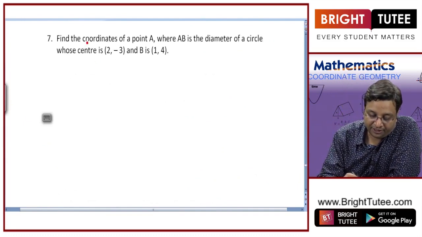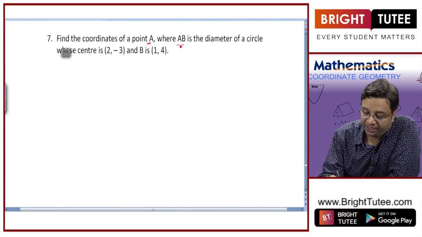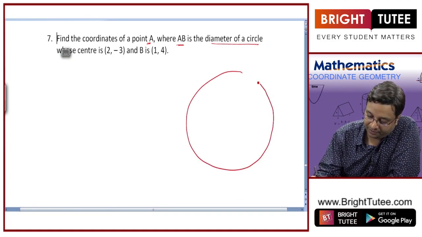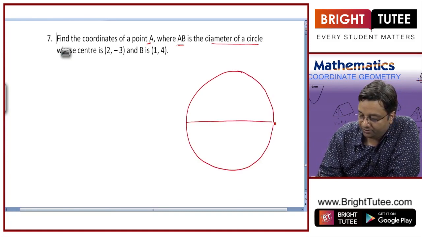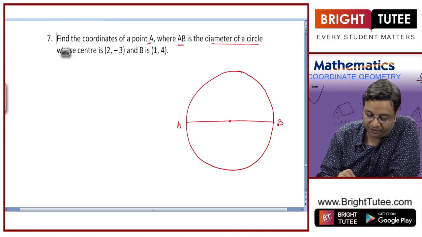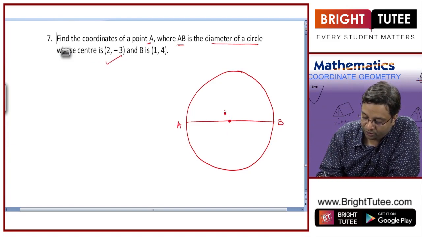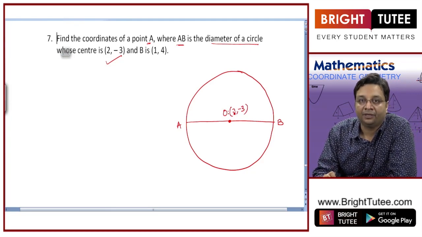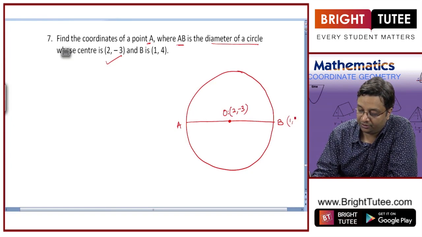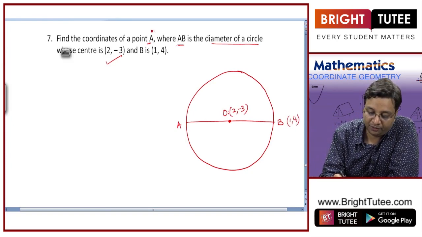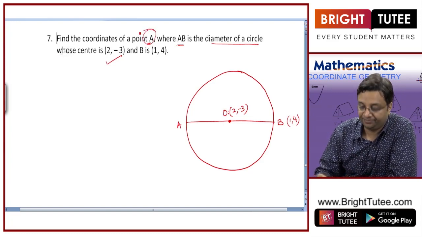Let's look at the next question here. Find the coordinates of point A where AB is the diameter of a circle. Let's make a circle here, and this is one of the diameters. This is, let's say, AB, whose center is 2 comma minus 3. This is the center, let's say O, 2 comma minus 3. B is 1 comma 4 and A is the coordinates of point A. We need to find the coordinates of point A, right?